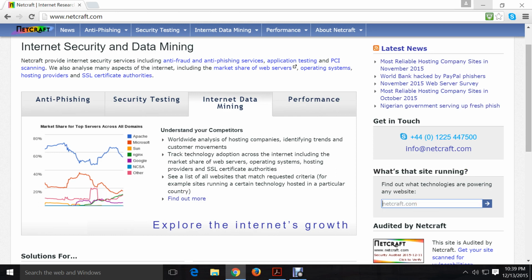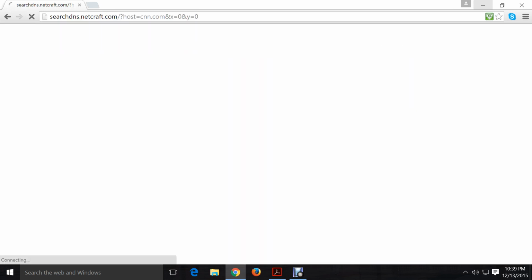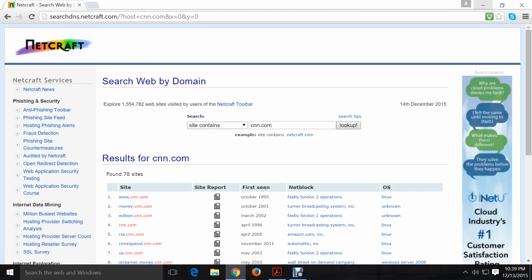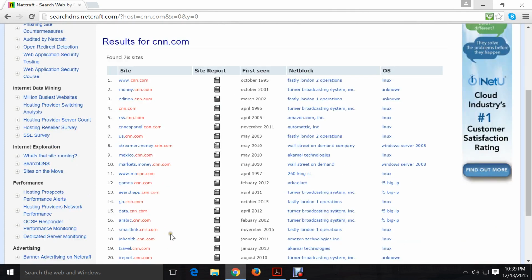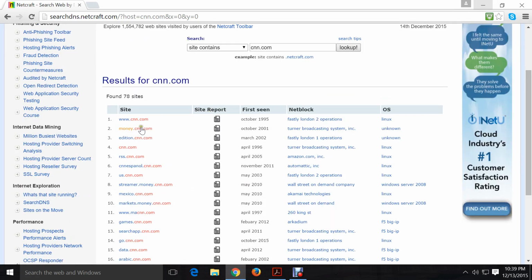So we're just going to simply type in a domain name and hit enter. So let's type in cnn.com and hit enter. It lists a lot of sites. Let's pick the second one, money.cnn.com, and click on this site reports.